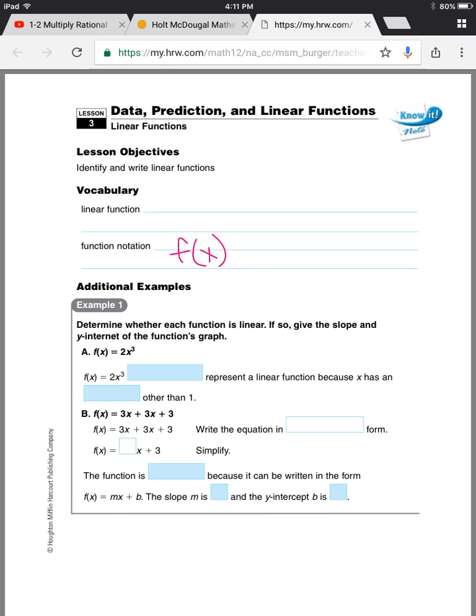Determine whether each function is linear. If so, give the slope and y-intercept of the function's graph. Okay. So, remember, to be linear, you have to have an equation with just an x. It can't have an exponent at all. So, because we have f of x equals 2x to the third power, it doesn't represent a linear function because x has an exponent other than 1.